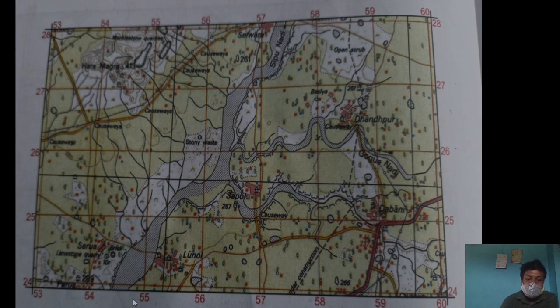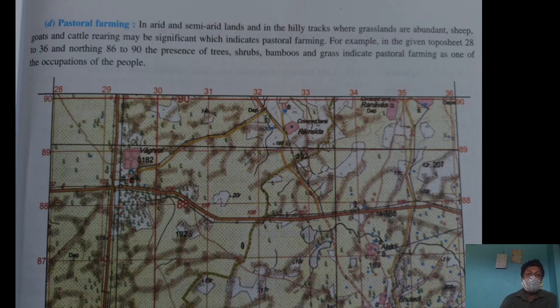No, it is above this. 53 to 56. This is yellow in color, yellowish color. This part is what? The way of agriculture land. Okay. Pastoral farming. What is it? Pastoral farming, when arid zone or semi-arid zone, that means hilly track area where grasslands are abundant, like sheep, goat, cattle rearing is significant of the pastoral farming.